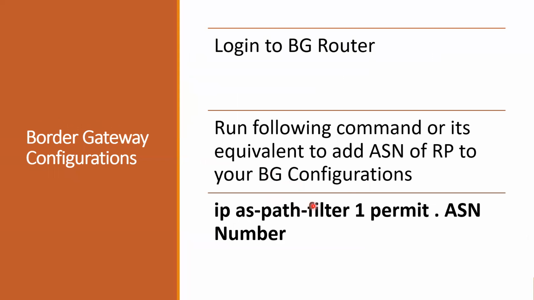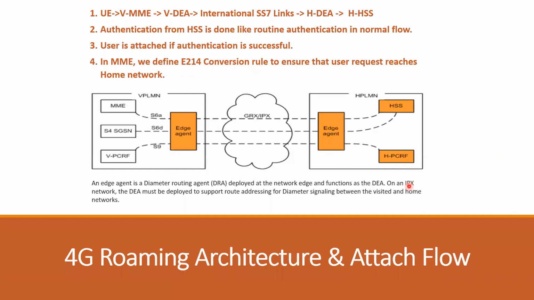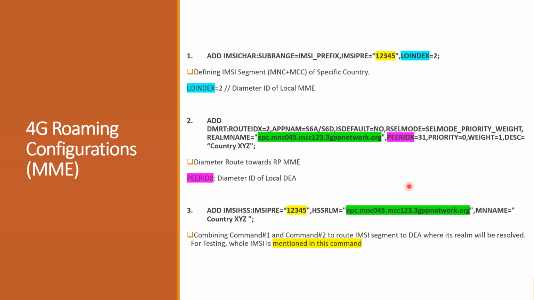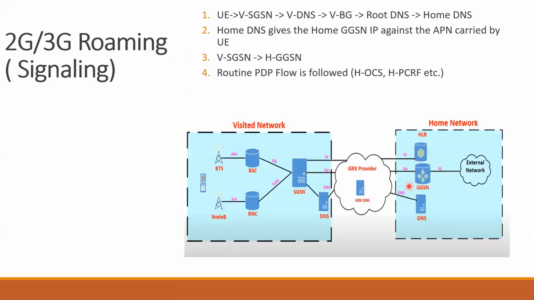So these three commands are essential to be configured at the MME side, and the border gateway configuration is the same. So if you have the ASN number defined for 2G, 3G, there is no need to define the ASN number on the border gateway again. Right.